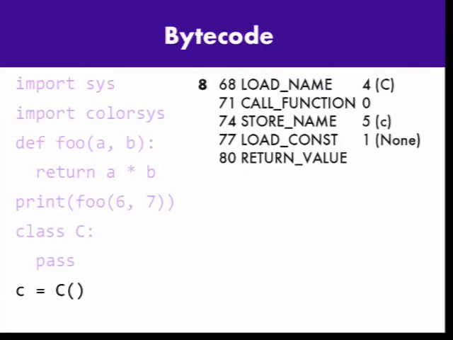So once again, we're calling C, and C is just like any other callable. At the bytecode level, it does not differentiate between a function and a class. It looks exactly like the function calls did before.